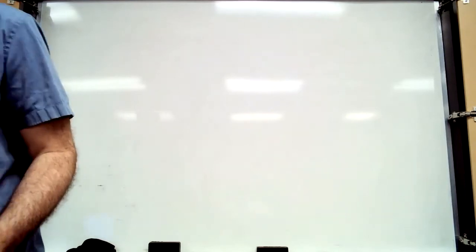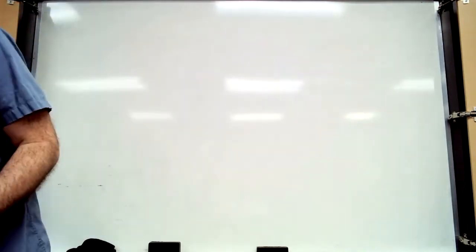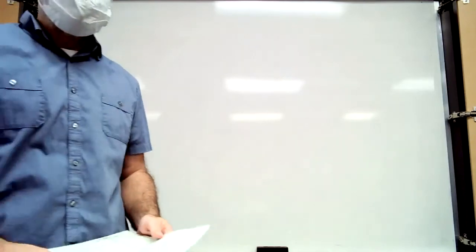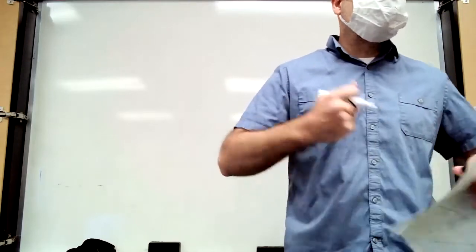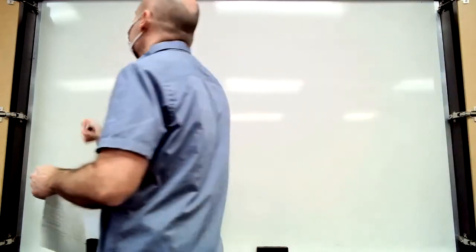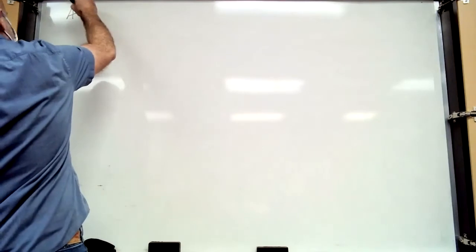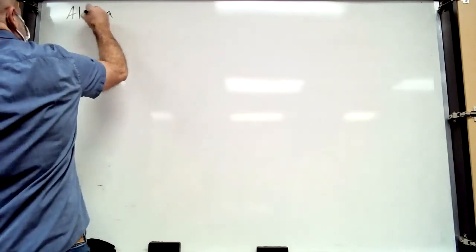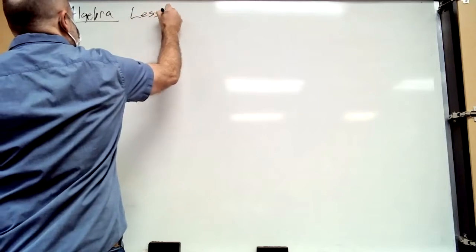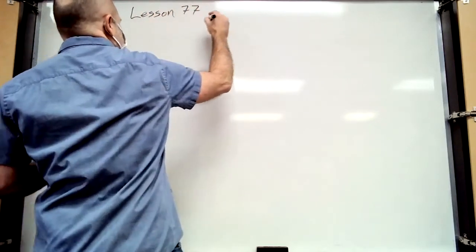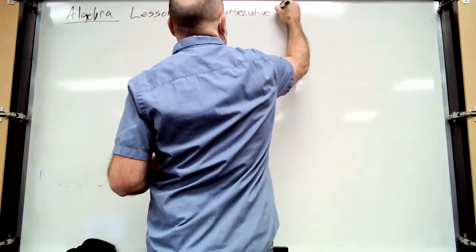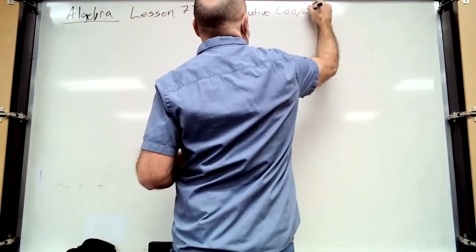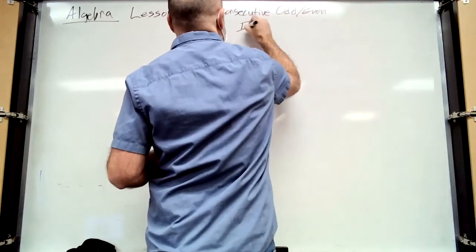But okay, so we did talk about consecutive integers as well. So now we'll do a problem like that, but then we're going to move on to the next level of that. So we're going to do 77 and 78 today. And today we're going to talk about consecutive odd or even integers.